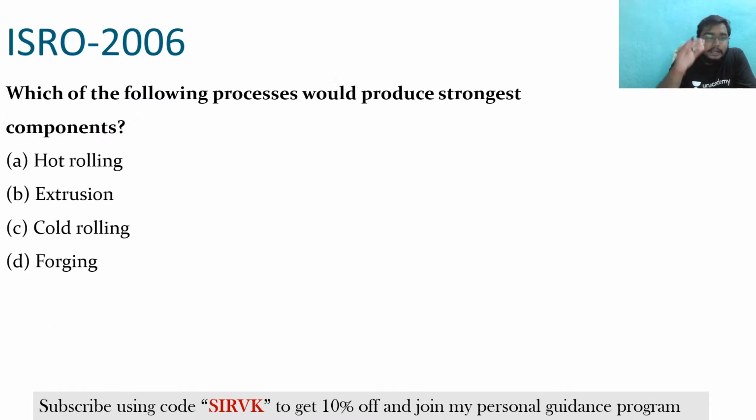Are you understanding the concepts or not? Let's try this one. Which of the following processes would produce the strongest component? Most important, produce the strongest component. Always keep in mind in which process you get a very strong component. Is it a hot working process or a cold working process? Try to answer this question based upon that concept. Tell me the answer.